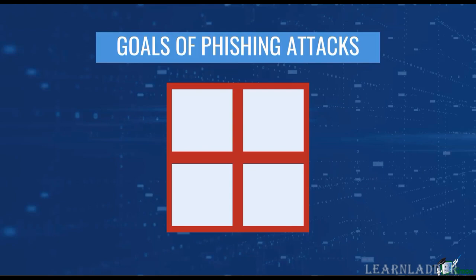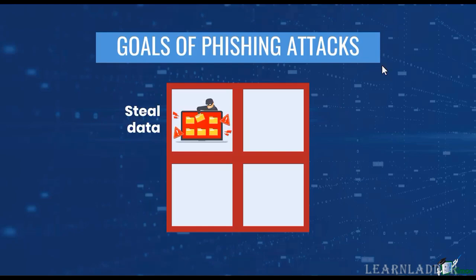Phishing attacks are common because they're easy to perform, cheap to perform, scale well, and work sometimes. And if they work, they provide the attacker with various benefits. They can use this attack in different ways. For example, they might be able to steal data.